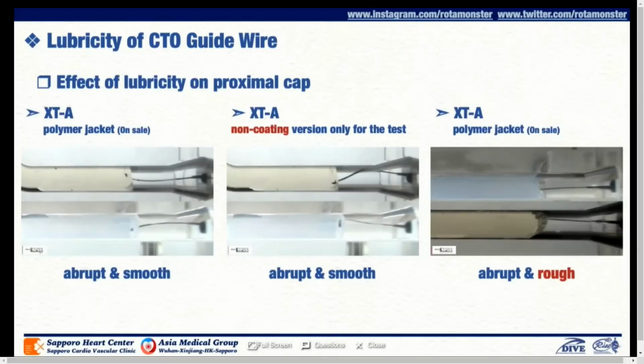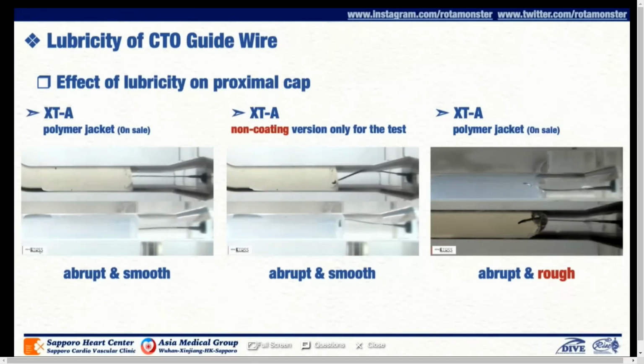We are examining the difference in effect between XTA with polymer jacket coating and XTA with non-coating on the abrupt and smooth proximal cap. The XTA we use in daily PCI, which has a polymer jacket, cannot penetrate the proximal cap in this condition, but only slips on the surface of the cap.